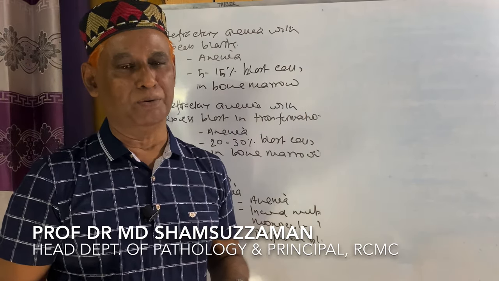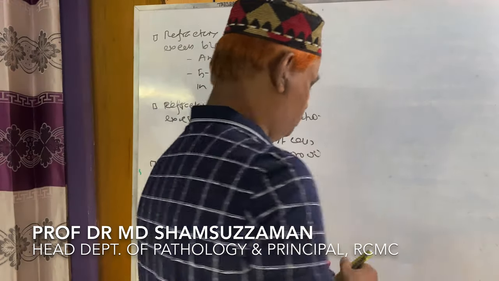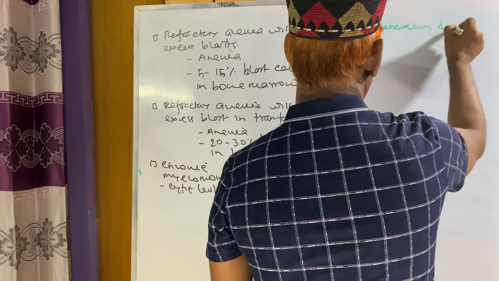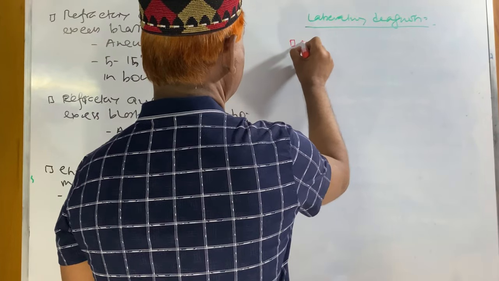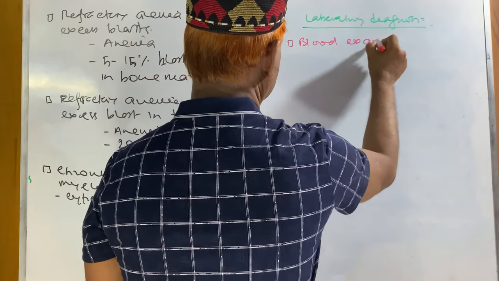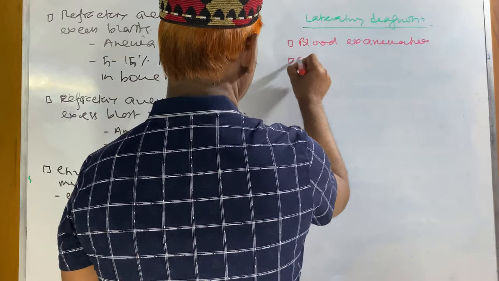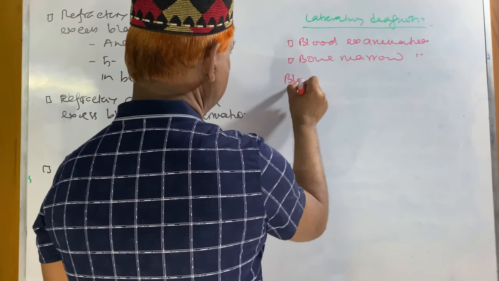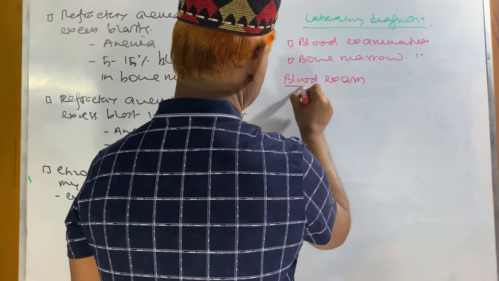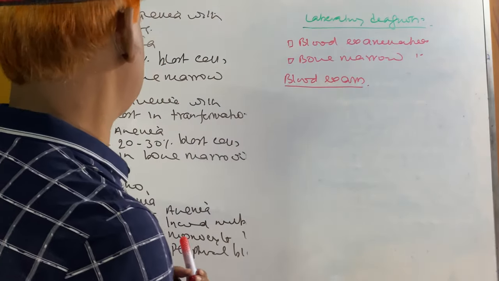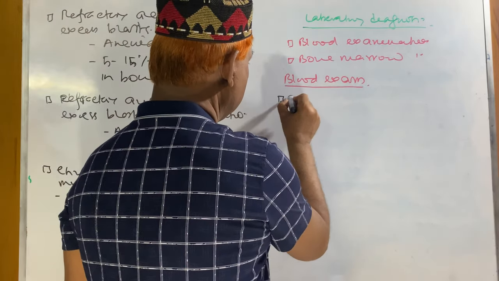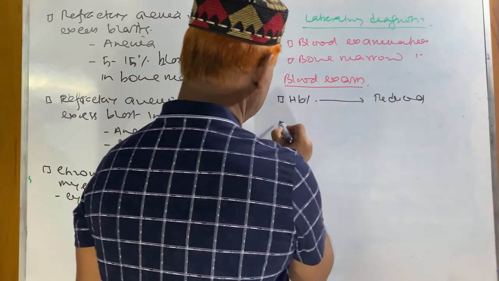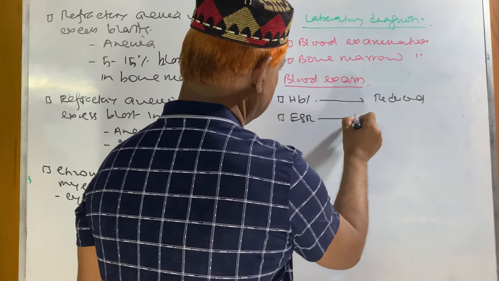How can you diagnose it in the laboratory? Now come to laboratory diagnosis of myelodysplastic disorder. We have to do blood examination and bone marrow examination. First, blood examination. We have to do hemoglobin. It will be reduced as the patient is anemic. We have to do ESR. It is raised.